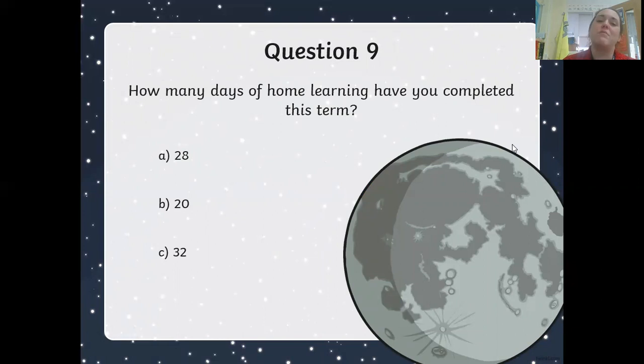Question 9. How many days of home learning have you completed this term? Can you work it out? Is it A, 28, B, 20, or C, 32? You have actually done 28 days of independent, self-motivated home learning, Year 4. That is so impressive. So you really do need to give yourself the biggest pat on the back for that.